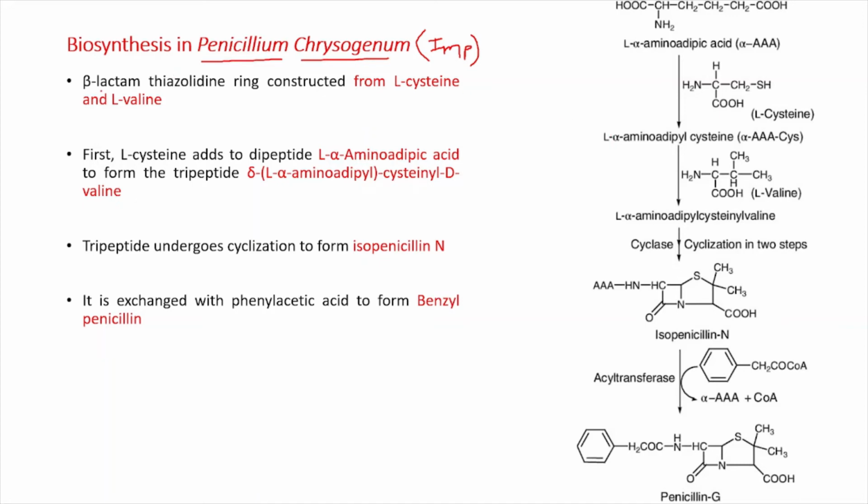First, you need to construct the beta-lactam thiazolidine rings. These two rings are constructed from the two amino acids L-cysteine and L-valine. At first you will add L-cysteine to a dipeptide called L-alpha-aminoadipic acid, inside the body of the fungus Penicillium chrysogenum. This is abbreviated as L-alpha triple A.